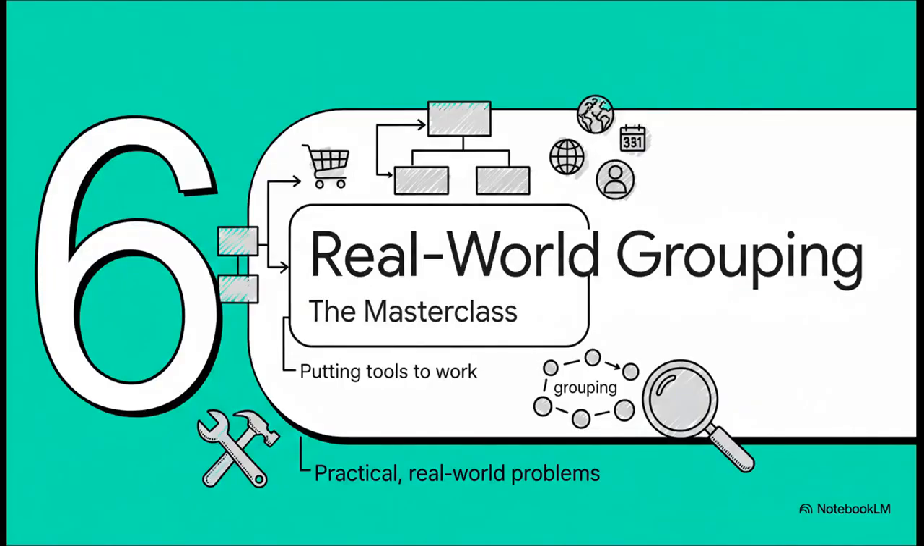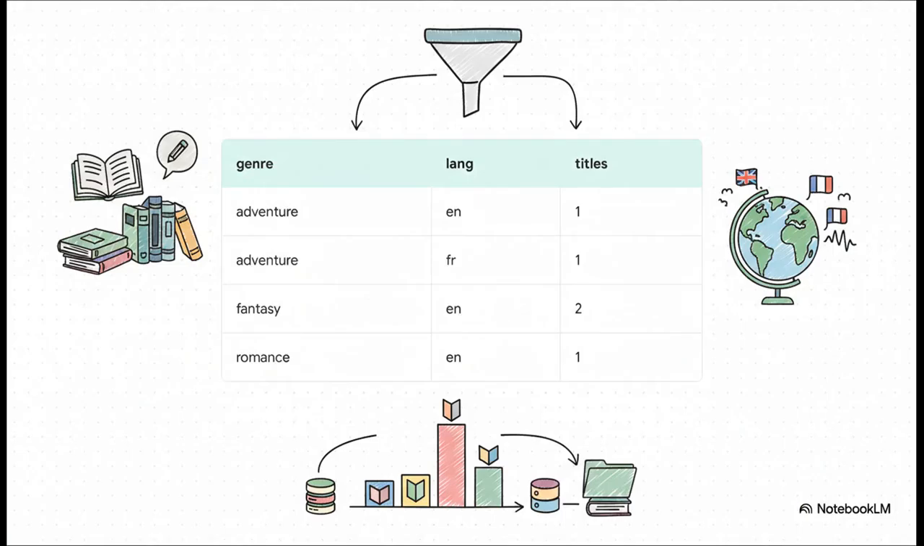All right, enough theory. Let's put these powerful tools to work on some practical, real-world problems that I guarantee you're going to run into. This is where group by gets really, really powerful. By just listing more than one column, you can create subgroups. So here, we're not just asking how many fantasy books, we're asking a much more detailed question. For each genre, how many books do we have in each language? This is how you start building truly detailed reports.